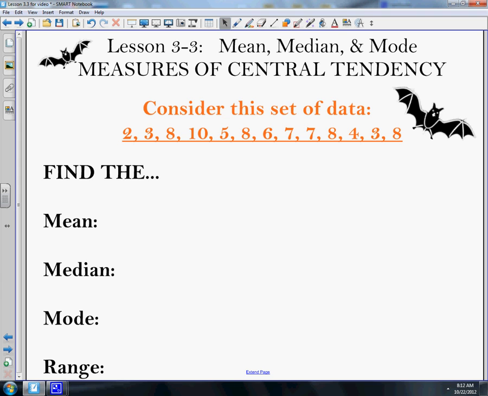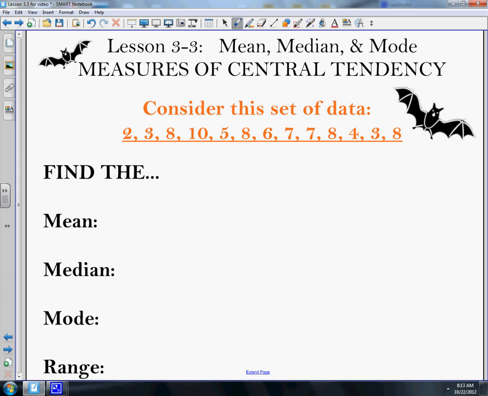Whenever you see 3 out of 4 dentists agree that this is the best toothpaste, or shoe stores decide, they use it all the time to decide where most of their shoes are, what sizes they need to keep in stock. So, what I want you to do is try to remember what these mean in your head and jot it down really quickly, and then we'll go over it, and then we will consider this set of data and do some practice problems. So try to remember what each of these is right now.